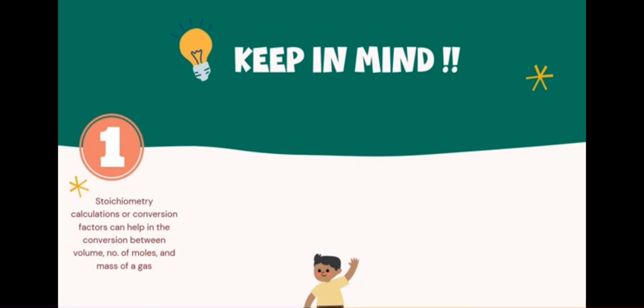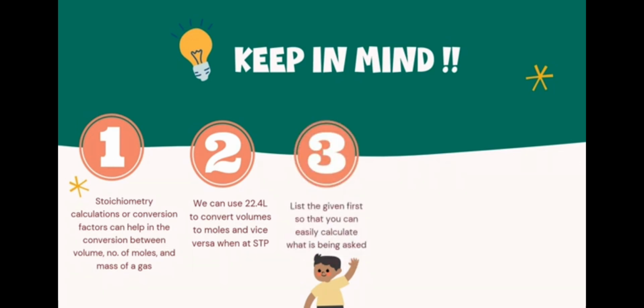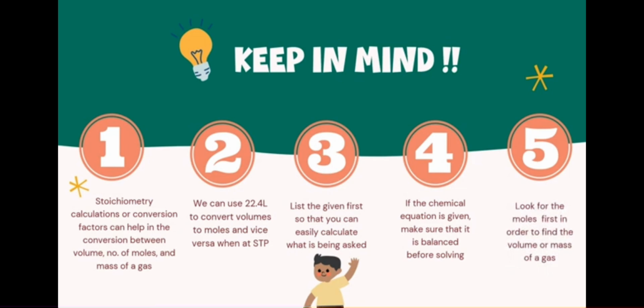Things to keep in mind. First, stoichiometry calculations or conversion factors can help in the conversion between volume, number of moles, and mass of a gas. Second, we can use 22.4 liters to convert volume to moles and vice versa when at STP. Third, list the given first so that you can easily calculate what is being asked. Fourth, always make sure that the chemical equation is balanced. Fifth, always determine the moles first in order to find the volume or mass of a gas.